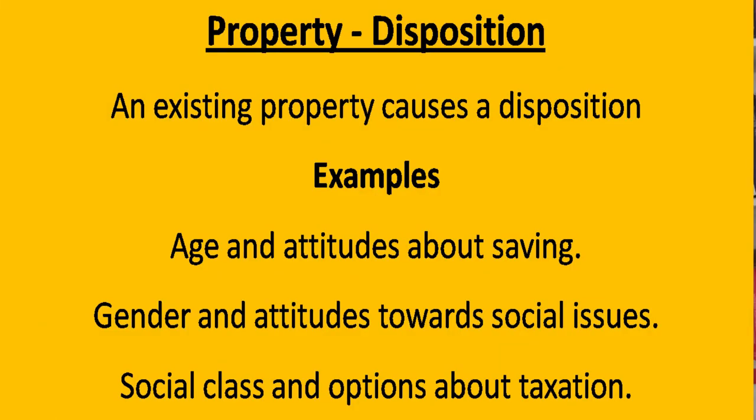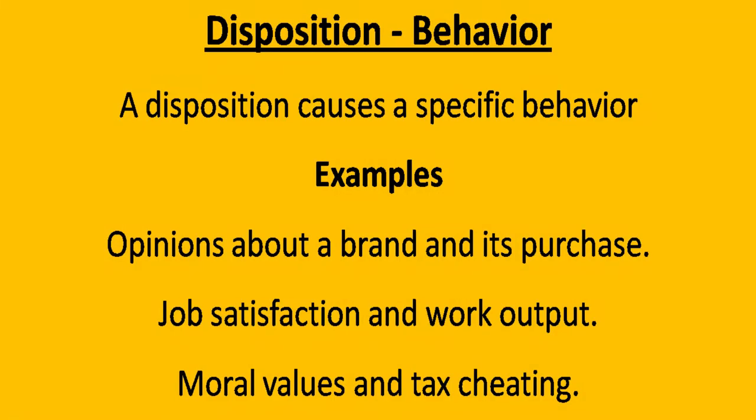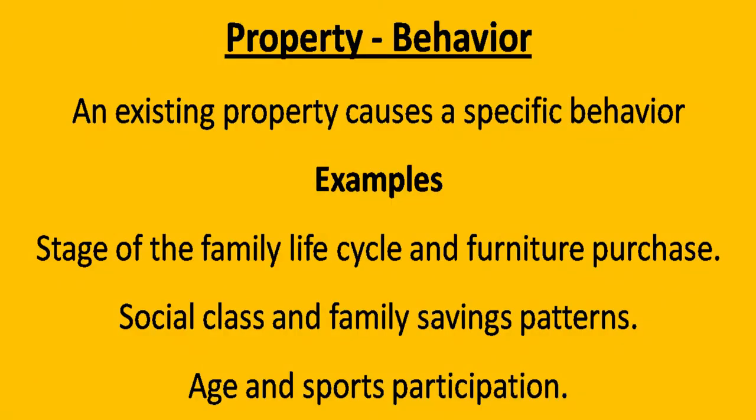Then property and disposition. An existing property causes a disposition. Here, the reason you use the word property is that it could be a non-living thing or a living thing. I think this time is not sufficient. More explanation is required for this, but you can have a prima facie understanding of this. Okay. Then disposition and behavior. A disposition causes a specific behavior to happen. I think I gave some examples. It's for self-reading.